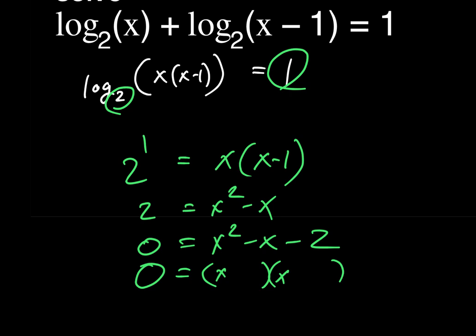But in this case, let's see, two numbers that multiply to -2 that add to -1 are -2 and +1. 1 times -2 is -2. 1 plus -2 is -1.